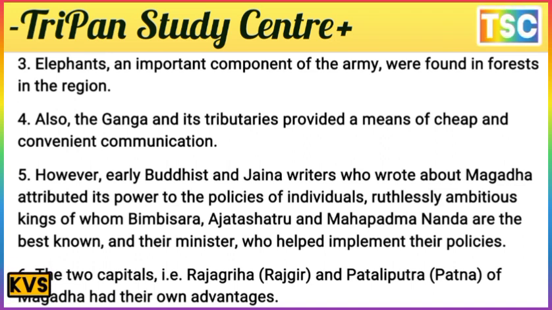You know that in this time the kings of Magadha, Bimbisara, Ajatashatru and Mahapadma Nanda, had the most important ministers to help implement their policy. The two capitals, Rajgir and Pataliputra, meaning Patna, of Magadha had their own advantages here.